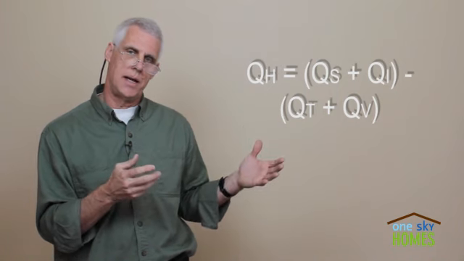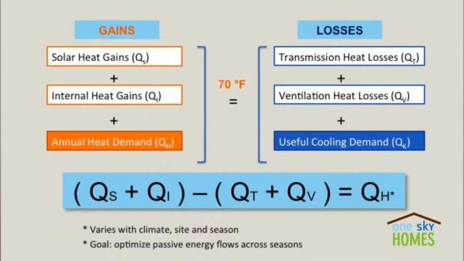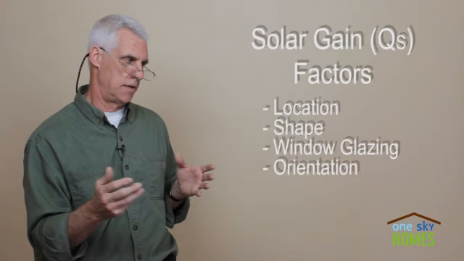On the gain side, when we're designing, we're concerned about our variable QS, okay? And so our design in the building, location of the building, the shape, what sort of glazing we put, in what orientation, these sorts of variables dictate how much solar gain we're going to receive in the building across the seasons, winter, summer, etc. Okay?